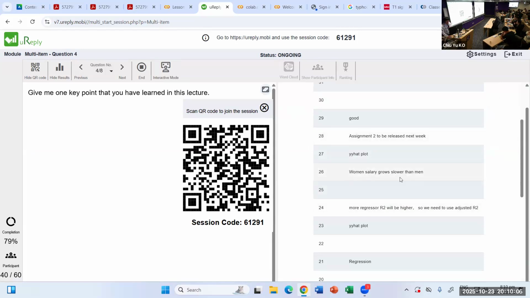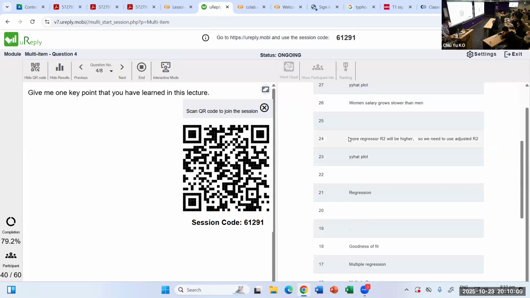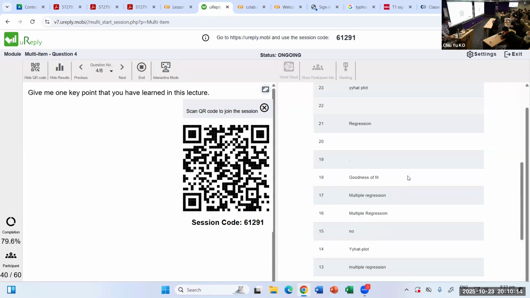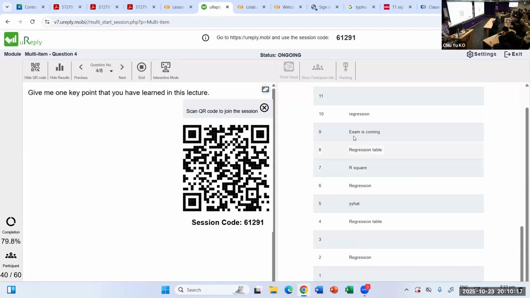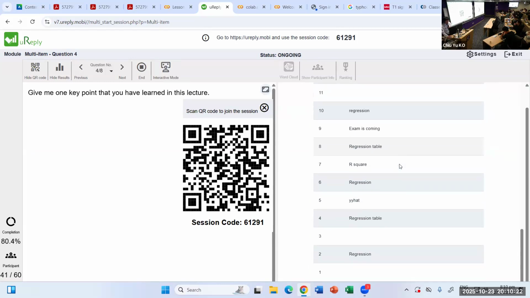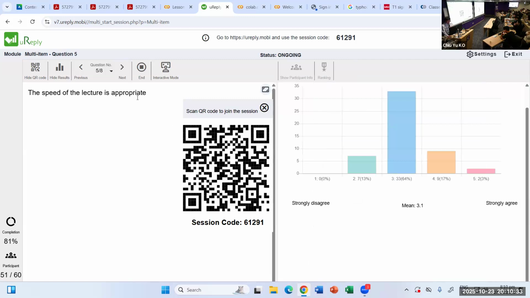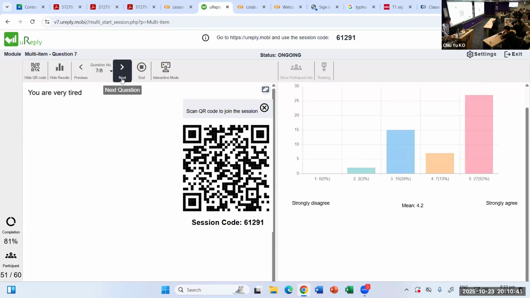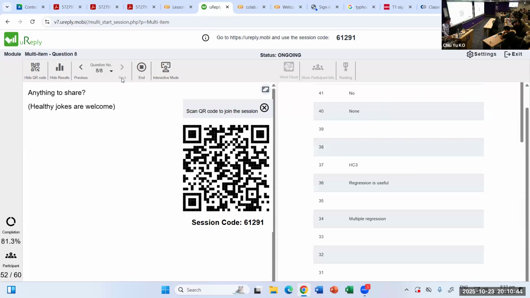Yeah, salary growth slower. More regressors, R2 is higher, use adjusted R squared. That's true. Exam is coming? No, that's far away. Why is it coming? We have only done 7 weeks, or 8 weeks, right? So we still have 1/3 to go. Okay, I guess I'm a little bit fast today. Okay, I see. I get it. I will be slower.